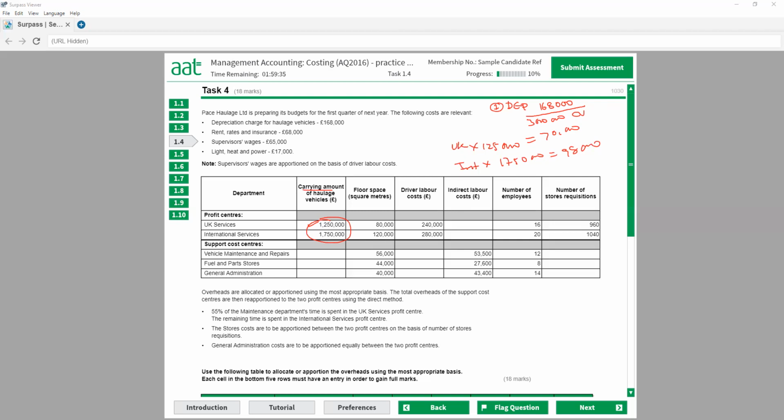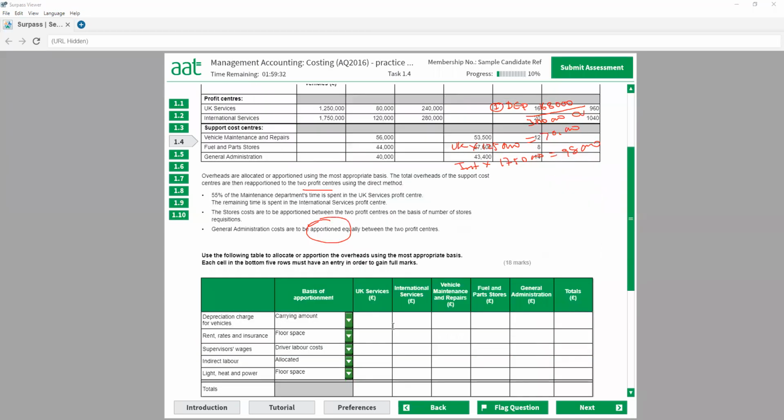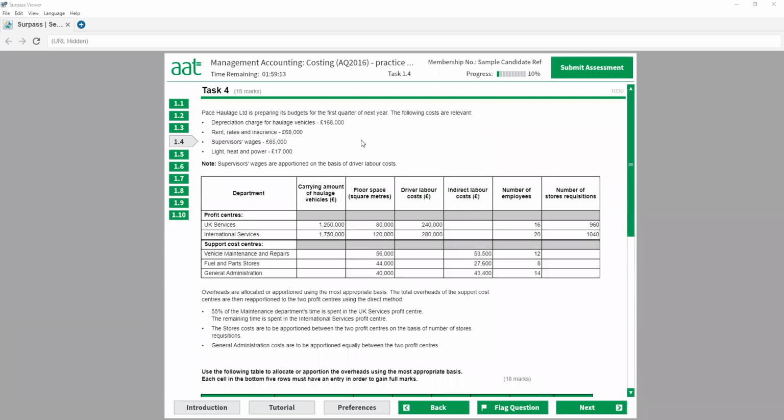So you have done the first one, the depreciation. You're going to write this amount, 70,000, and for the international we have 98,000. All right, the next one is the rent and rates. The rent and rates is 68,000, and this one you have to apportion based on the floor space.